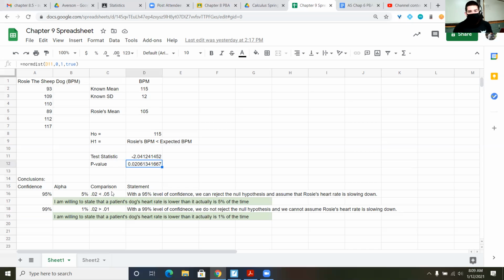So I can say with a 95% level of confidence, we can reject the null hypothesis. I am rejecting the claim that the heart rate is 115 beats per minute, and instead, I'm going to assume that Rosie's heart rate is indeed slowing down. Now, I can't conclude how much it's slowing down by, or how drastically, or how much time she has left to live. I am just saying, hey, her heart rate is slowing down. We'll have to do more tests to figure out what's going on. That's the only conclusion we're making. We're rejecting that her heart rate is 115 beats per minute, and we are assuming it is something less.